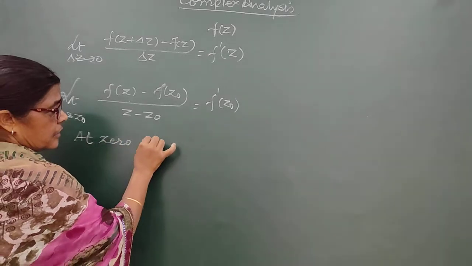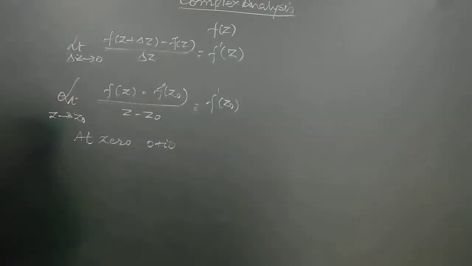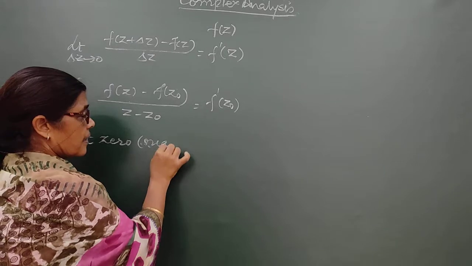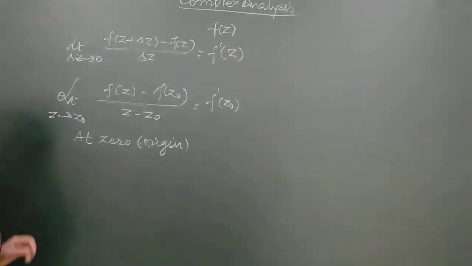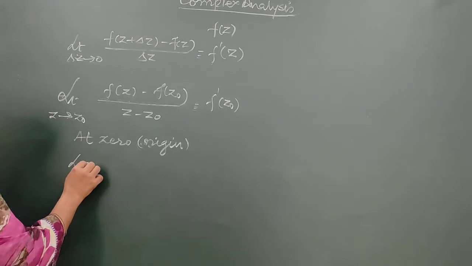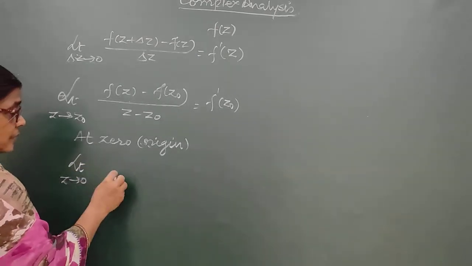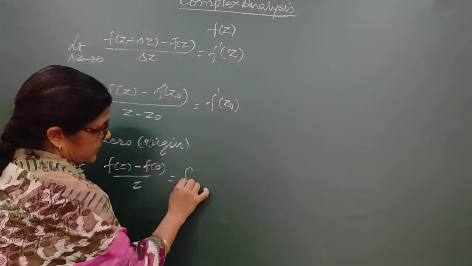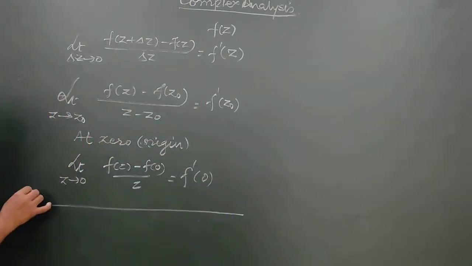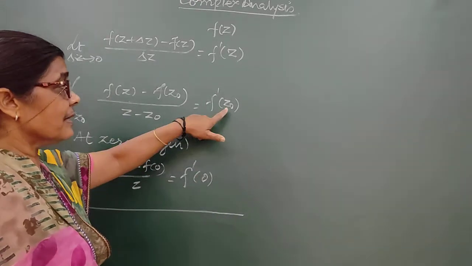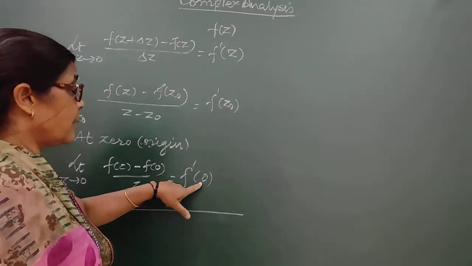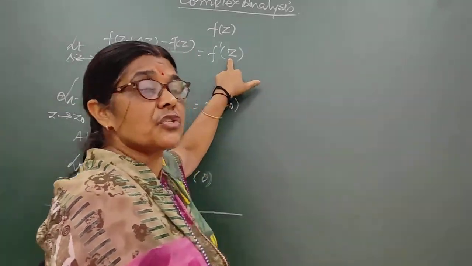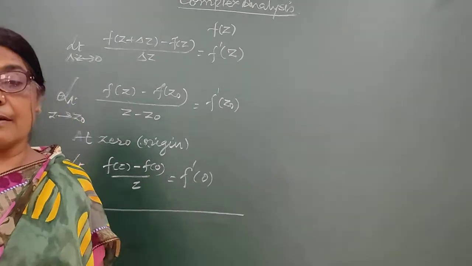0 means 0 plus iota 0. So at 0, and we write this as at the origin. The function is differentiable if the limit as z tends to 0 of f(z) minus f(0) over z exists and is unique. In this way we define the differentiability of the function at z0, at 0, or at any point of the domain D in which the function is defined and single valued.